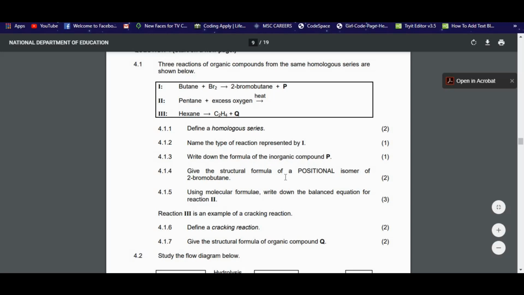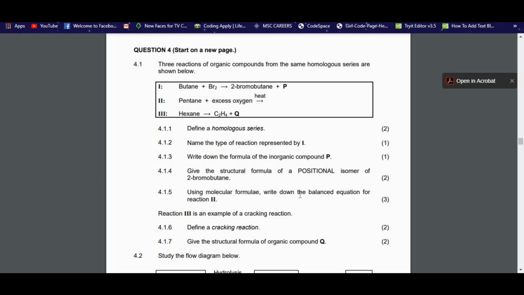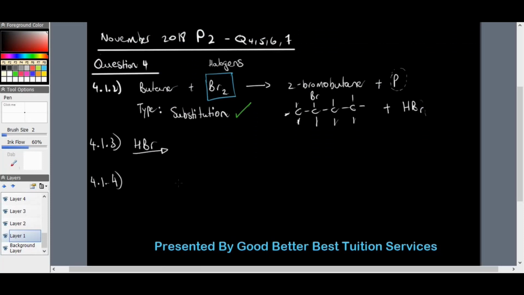4.1.4 says, give the structural formula of a positional isomer of 2-bromobutane. Positional isomer means to change the position. I mean, it tells us that. A functional isomer would mean we change the functional group, or change the homologous series, but we just want a positional isomer. Just change the position. So if I want to change the position of 2-bromobutane, well, 2-bromobutane means it was on the second carbon.